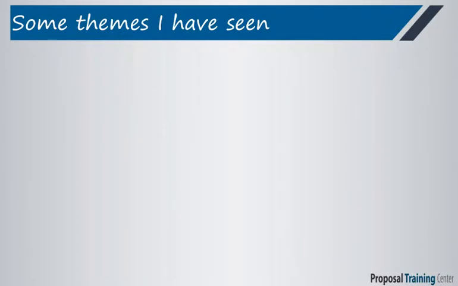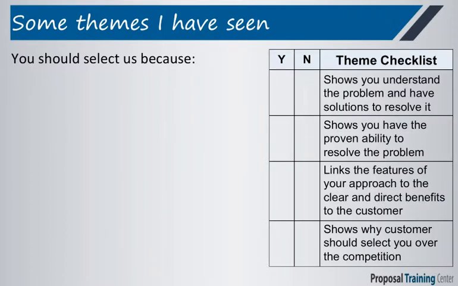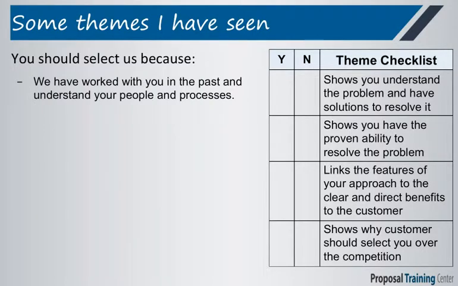To put these examples into context, we'll start off with the phrase, "You should select us because," since these are the reasons you should select us, theoretically. Then we'll have our theme checklist handy to assess whether or not each theme meets the criteria. So let's look at number 1. We have worked with you in the past and understand your people and processes.